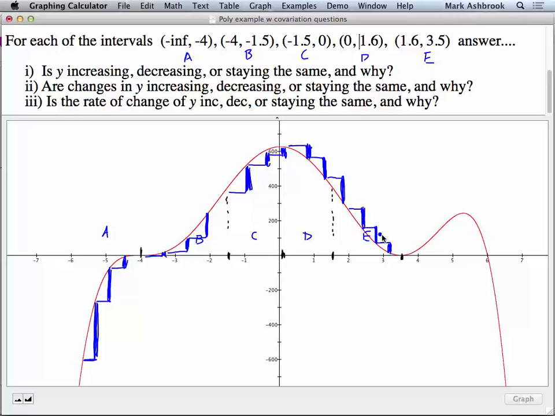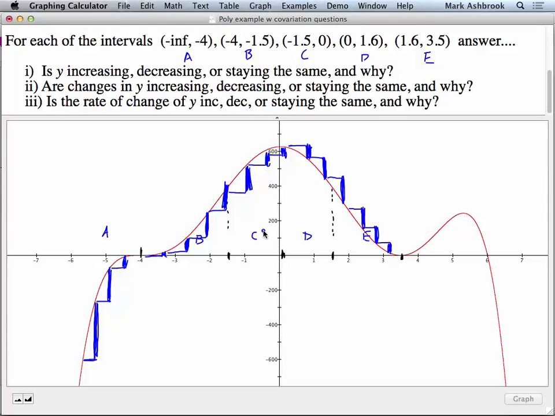All right, we'll start right with B, just for time's sake. So in B, is y increasing, decreasing, or staying the same? Y is increasing, right? Values of y are getting greater. What about the changes in y? Increasing or decreasing? Those changes in y are increasing. They're positive changes, and they're getting more positive. Increasing changes, okay, in B.